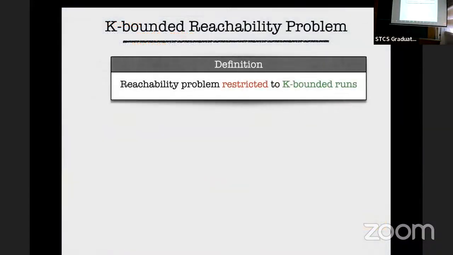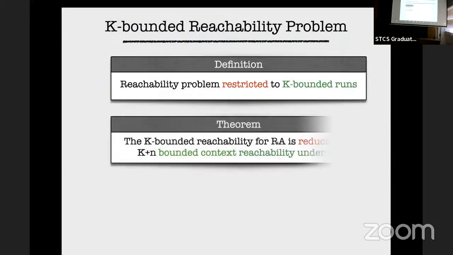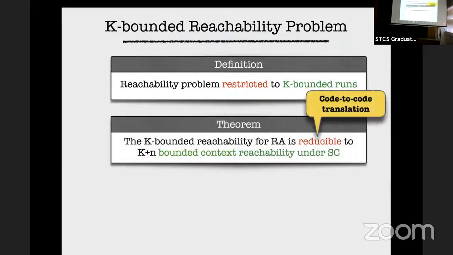Given this, the main result is that I will restrict my reachability to k bounded runs. Here k bounded represents k view bounded. The main result is that I will now reduce the k bounded view switch problem of array to the k plus n bounded context reachability on the receiver. N is the number of processes. Roughly, the idea is the following. If k is the number of view switches I'm interested in, there are k essential messages generated by some processes.